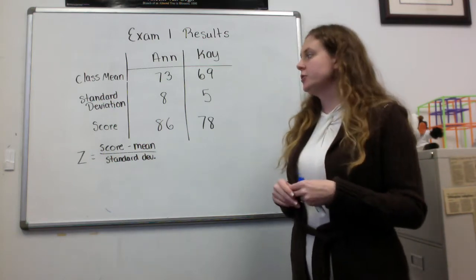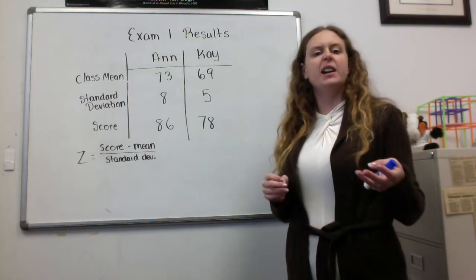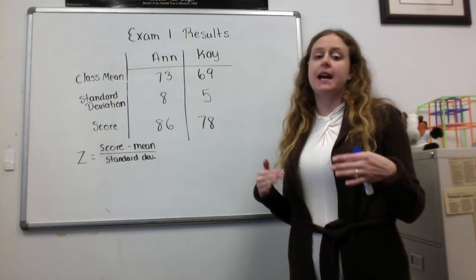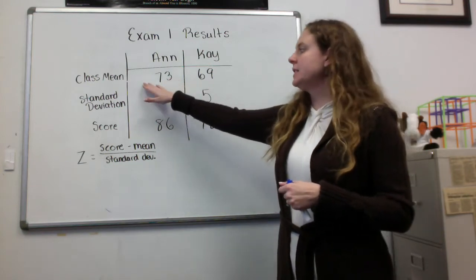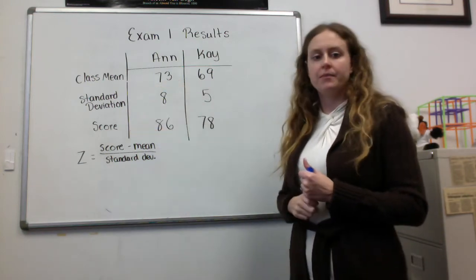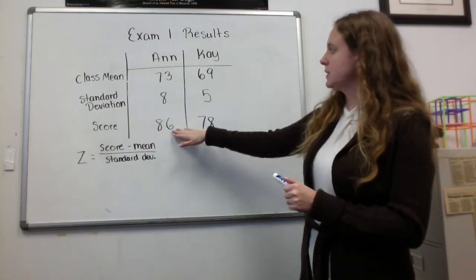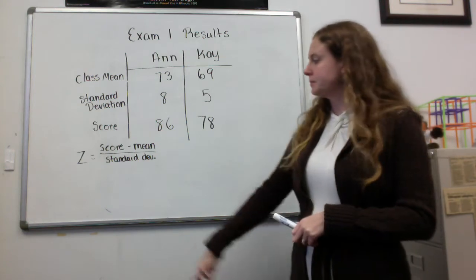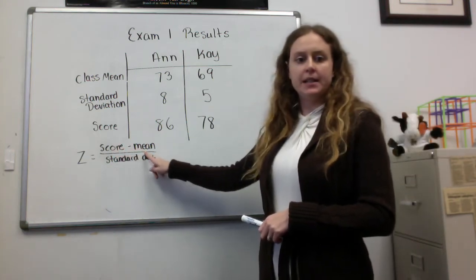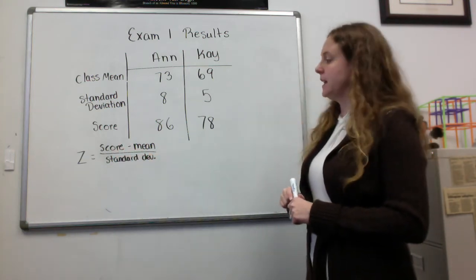Or sometimes this is used in sporting events to see who did better, even though you might not have competed in the exact same race. So we're given the class mean, the standard deviation, and the score that these particular people had, Ann's grade and Kay's grade. And this is the formula that we're going to need: the score minus the mean divided by the standard deviation.